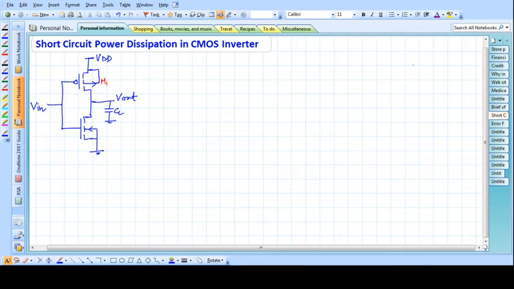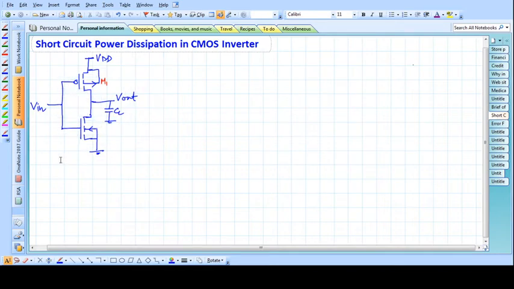Hello everyone. In this presentation, I will cover the short circuit power dissipation in CMOS inverter. We will derive the short circuit power dissipation value in CMOS inverter. So first we have to go for a quick view of the CMOS inverter.